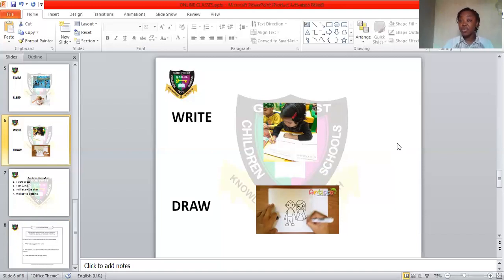Another example of an action word is run. Whenever we are running, we are carrying out an action, and the action we are carrying out is run.